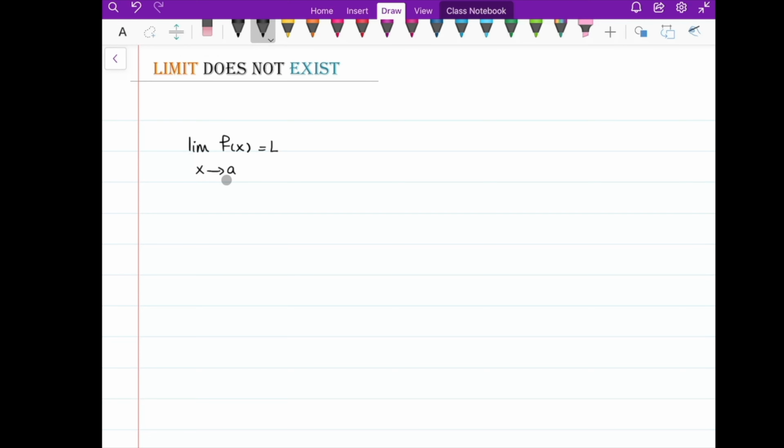Now, when x approaches A, if no such L exists, then we say that the limit does not exist. So let me write a note. I'm going to say that if there is no such L, we say that the limit does not exist. And we usually write this as DNE, does not exist.